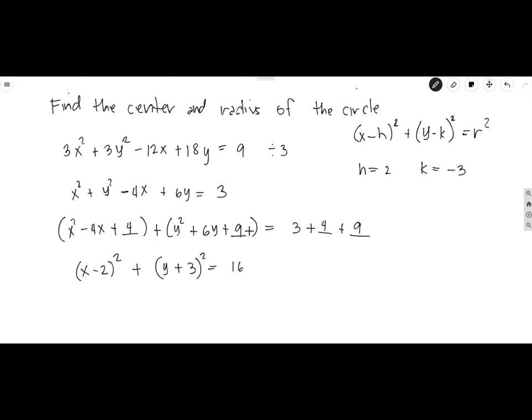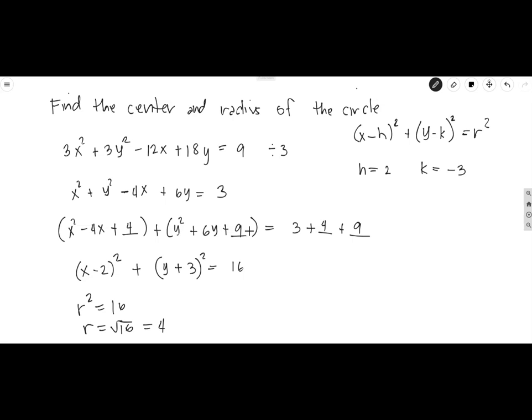So what will be the radius? This one is r squared, right? So r squared equals 16, which means r is equal to the square root of 16. The radius is equal to positive 4. So that is how you will find the center and the radius of a circle.